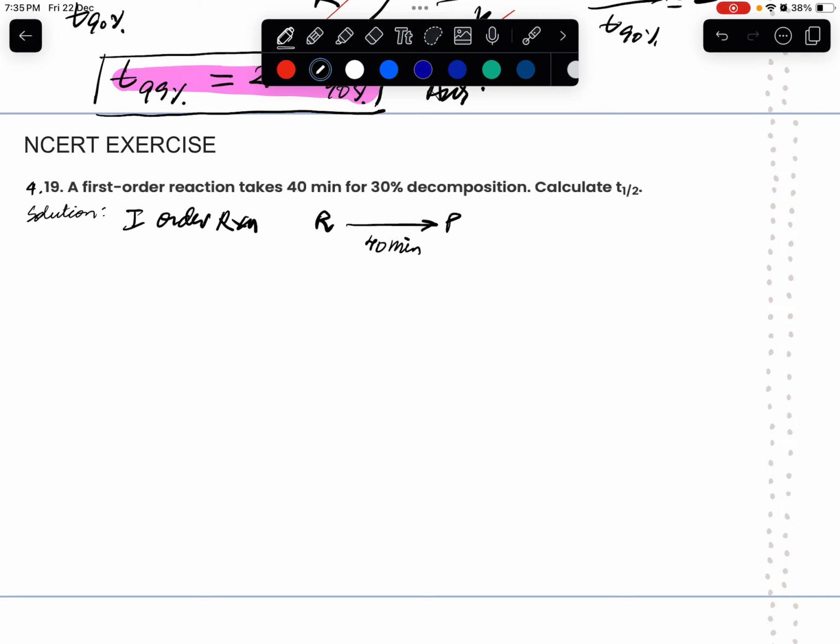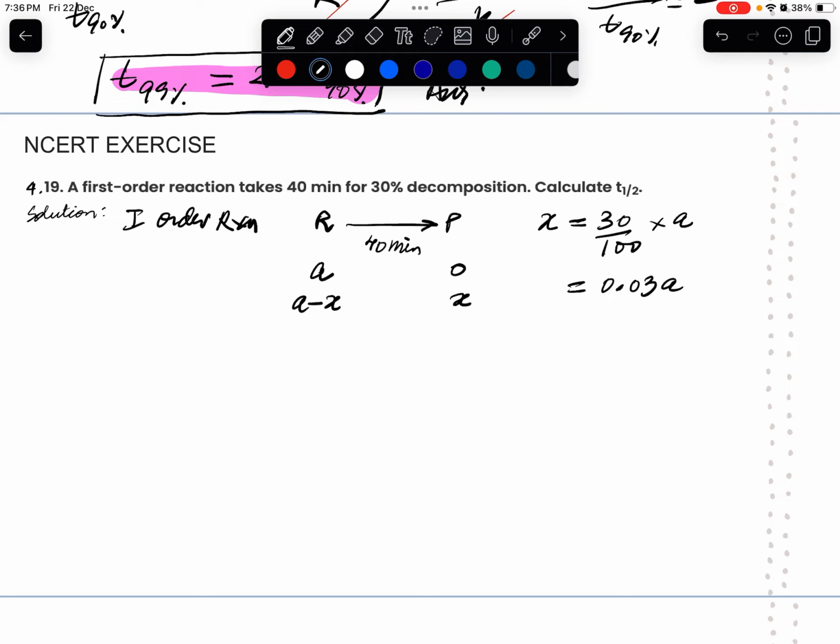Now come to the initial state. Initially, in the beginning of the reaction, suppose the initial amount of the reactant is a, and initially the product will be 0. The amount left after some time will be a minus x if x amount of product is produced. Now here, what is x? This x is 30% of the initial amount of the reactant, which is a. So what we are getting here is 0.3 a.